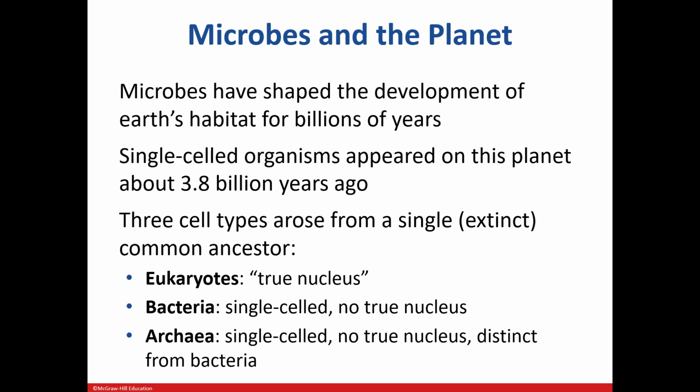These microorganisms are not new inhabitants of Earth. They've been around for billions of years. You may remember your 3 cell types from 1406. These guys all came from an extinct common ancestor. They include eukaryotes, which are organisms that contain a nucleus, and bacteria and archaea, which don't contain a nucleus.